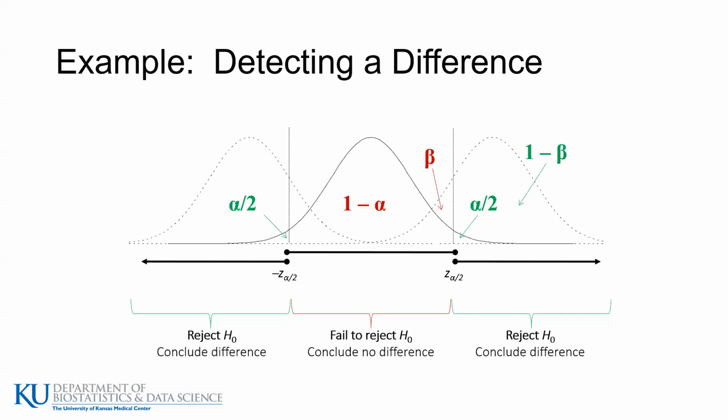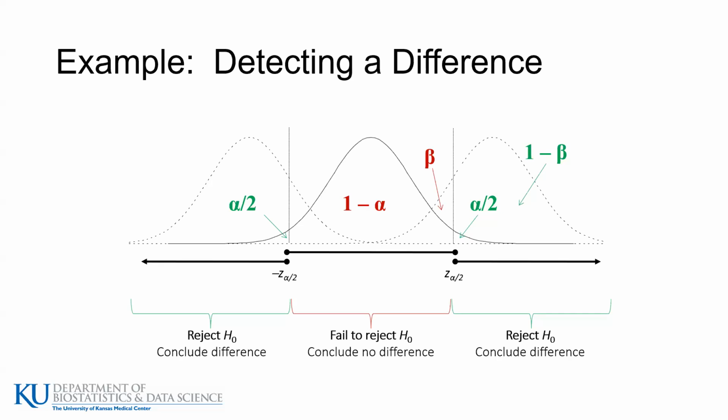So we would expect that if we observe some value within these two vertical lines here, we would fail to reject H naught and conclude that there's no difference. And then if we observe some value on either of the two sides of that vertical line, we would reject H naught, either because the value is larger than what we would expect under H naught, or the value is smaller than what we would expect under H naught.